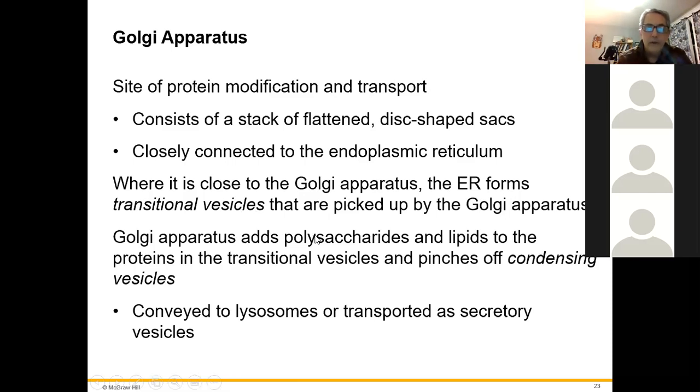The Golgi apparatus can add polysaccharides and lipids to the proteins, and the transitional vesicle pinches off the vesicles. I think I improperly said that the modification of newly synthesized proteins occurs in the endoplasmic reticulum. So sorry about that. It's actually occurring in the Golgi apparatus. So some of these vesicles are lysosomes, and some are transported as secretory vesicles that then leave the cell.